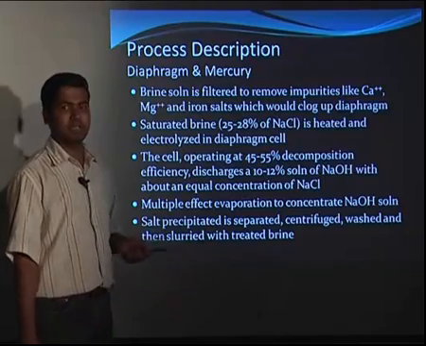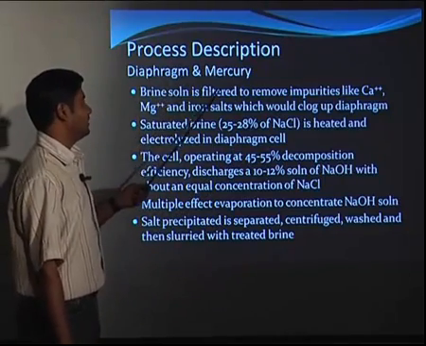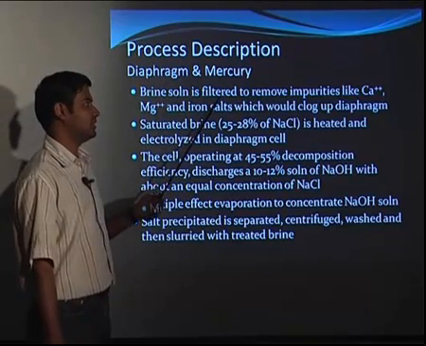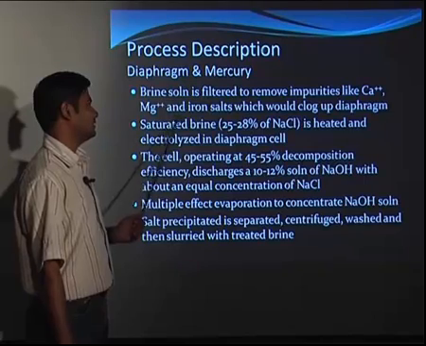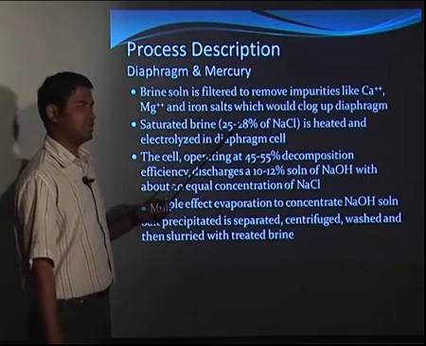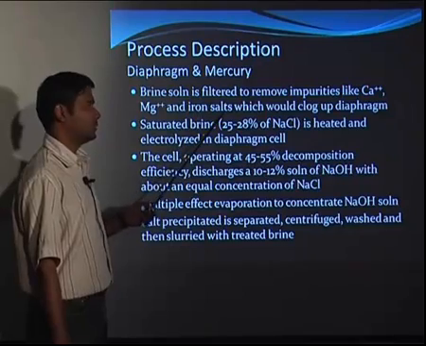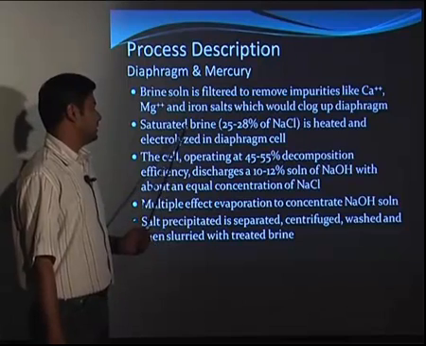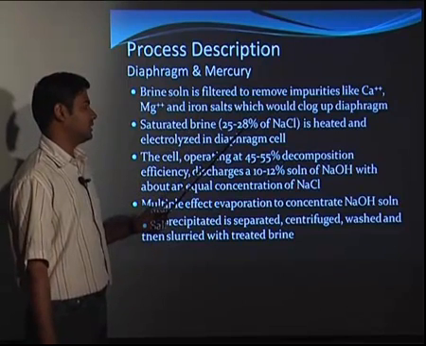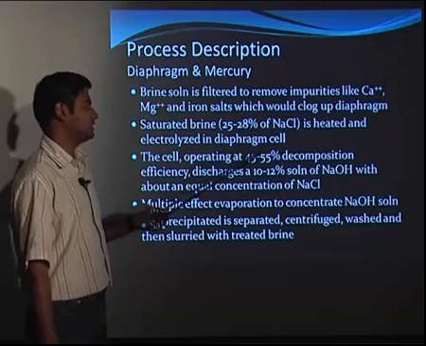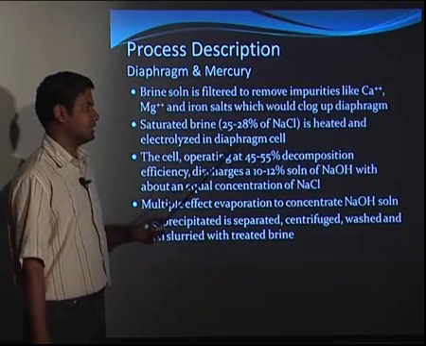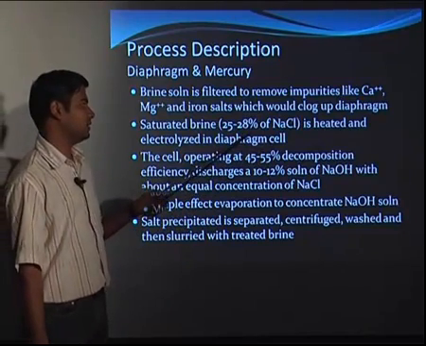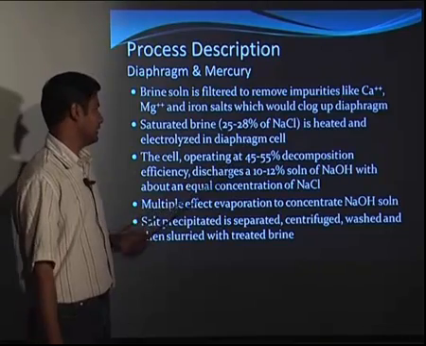So what happens in the diaphragm cells? If we discuss the diaphragm and the mercury cells, the brine solution is filtered to remove impurities like calcium and magnesium ions, and also iron salts, which would clog the diaphragm. So this needs to be purified before sending to the electrolysis cells. Then saturated brine solution of 25 to 28% NaCl is heated and fed to the diaphragm cells. Earlier we discussed that the reaction is endothermic, so we need to provide heat to it.